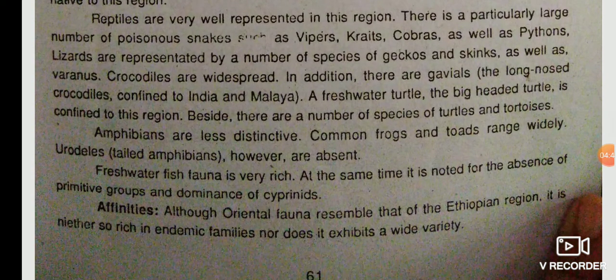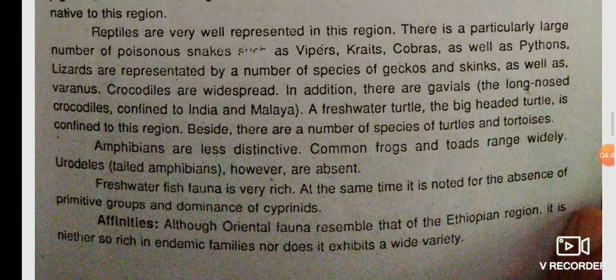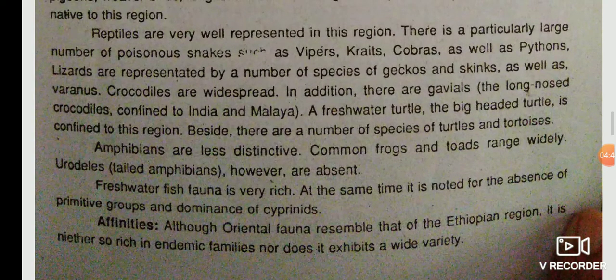Reptiles are very well represented in this region. There is a particularly large number of poisonous snakes such as vipers, kraits, cobras, as well as pythons. Lizards are represented by a number of species of geckos and skinks, as well as venomous species. Crocodiles are widespread. In addition, there are gavials, the long-nosed crocodile confined to India and Malaya.